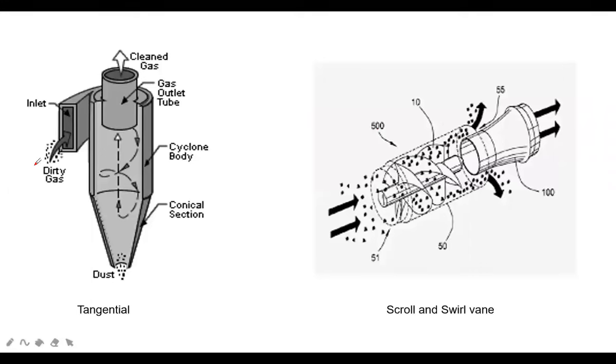Okay, so this is tangential. See this, just as I told you, tangential, outer loop, inner loop, out. Then scroll and swivel vane.